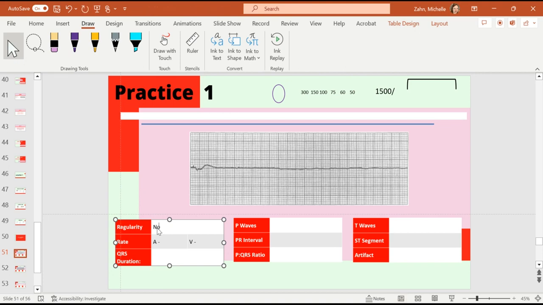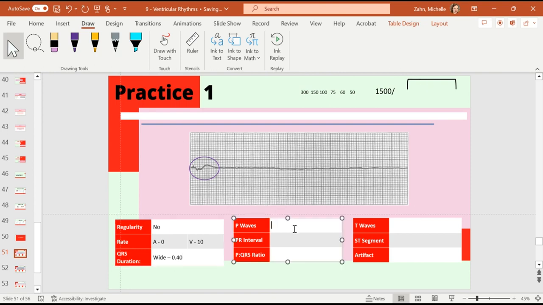Do we have regularity? No, I don't really see anything. Ventricular rate, maybe 10, maybe. You could potentially call this a QRS complex. Atrial rate, I don't see any obvious P waves, so I'm going to put 0. What is my QRS duration? Well, it is definitely wide. If I tried to measure that out, let's see, 5, 6, 7, maybe 8, 9, maybe 10 boxes. So maybe 0.40 seconds.